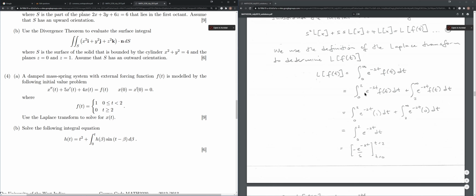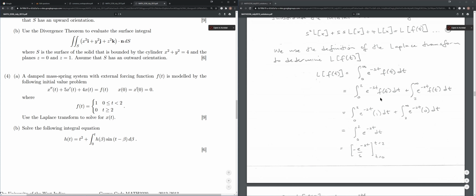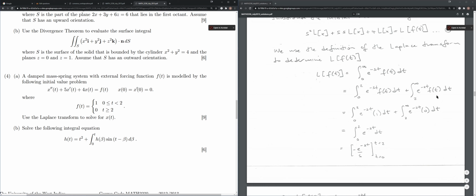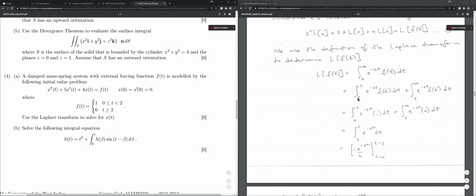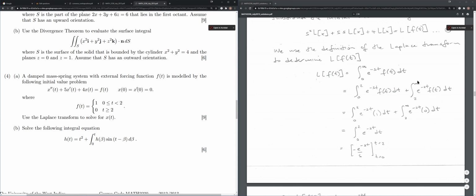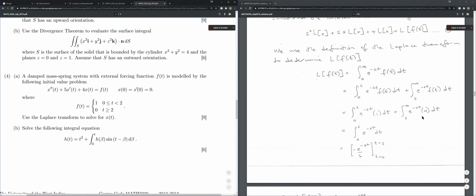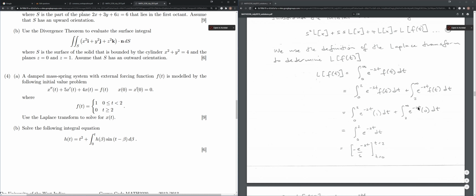Okay, so now that I have it split according to my intervals, I put in the information as to what f of t is. Between 0 and 2, f of t is equal to 1, so I put that in. And between 2 and infinity, f of t is equal to 0, so I put that in over there. Over here I'm integrating 0, so this will just drop off for me.